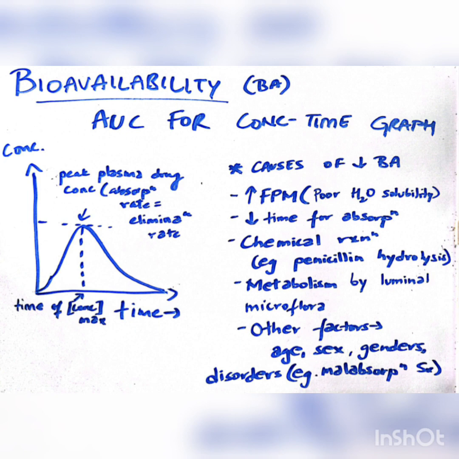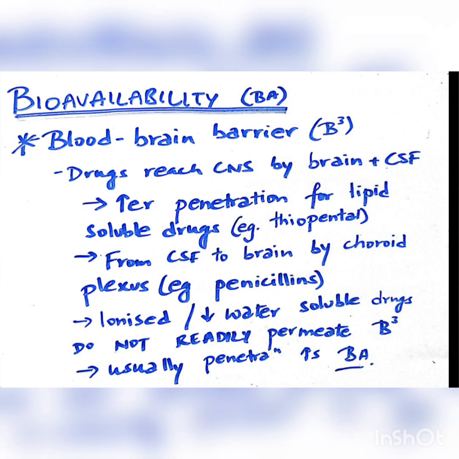There are a few causes or factors that can decrease bioavailability of a medication, such as higher first pass metabolism, which usually happens for poor water solubility drugs, low time for absorption. In case of gastric emptying drugs, they may reduce the time that the medication is in the stomach or in the intestines, which may reduce absorption. Chemical reactions, metabolism by microflora, and other factors such as age, sex, and gender also affect this.